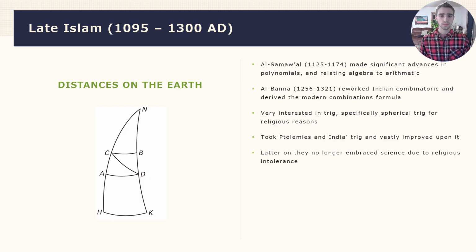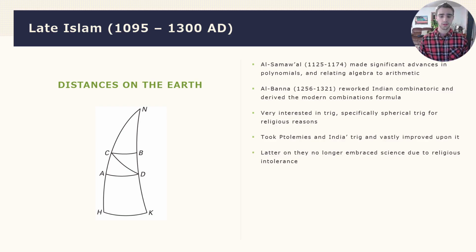The Muslims were very interested in trig, specifically spherical trig, for its ability to find the location of Mecca relative to themselves. One chart of this could be seen on the left. It was also used for finding what time of day it is so they could pray at the proper time.